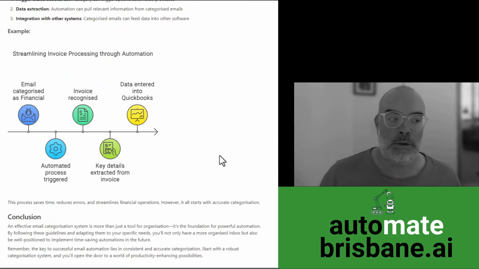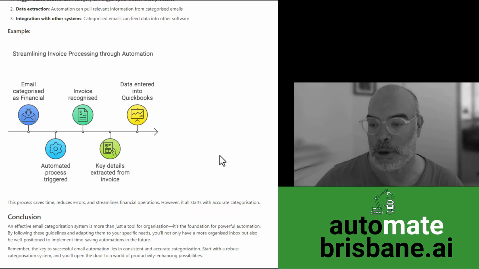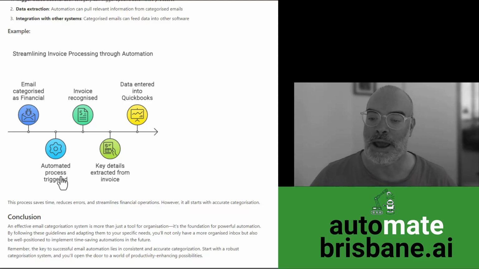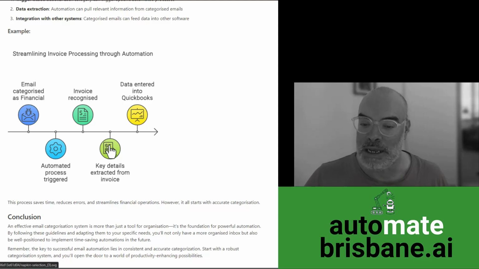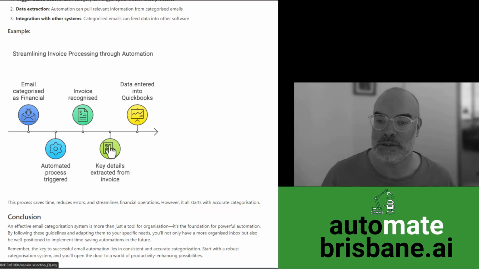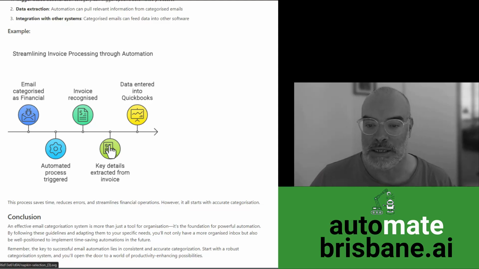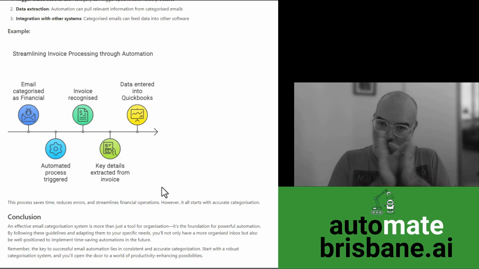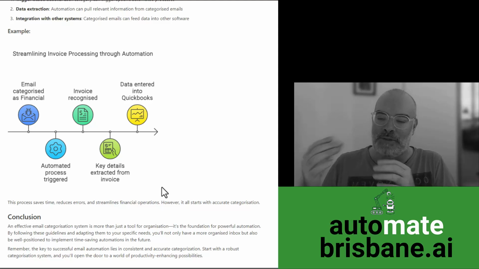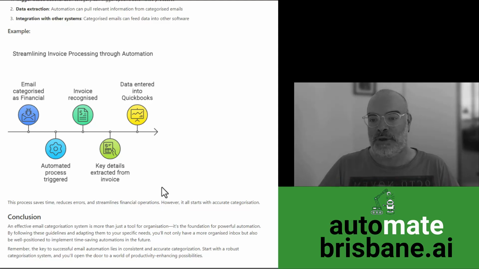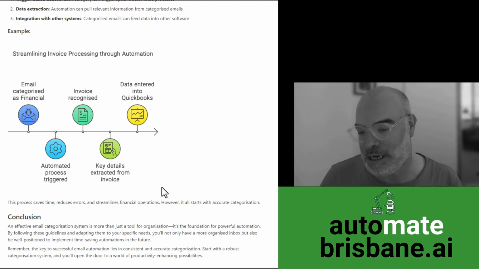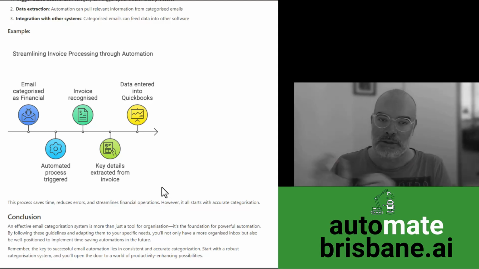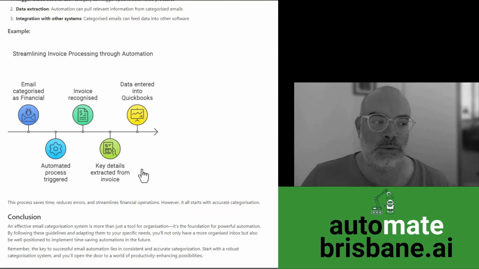Now, next video I'll show you an automation that has the email come in, recognizes financial, and then the finance automation kicks off. It recognizes that it's an invoice. It extracts the key data from that invoice, and then it enters that data into QuickBooks. So you can see how this flow works and how you have different robots to do different jobs. And the first job in any process is the categorization of an email, so that then you can send it off down to the different paths that is required from it.